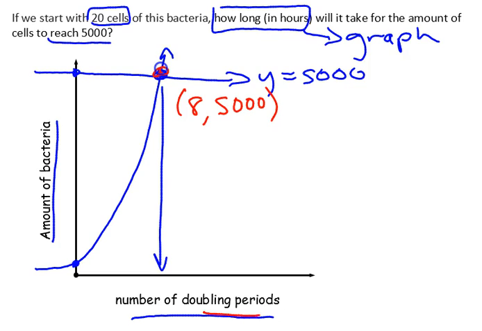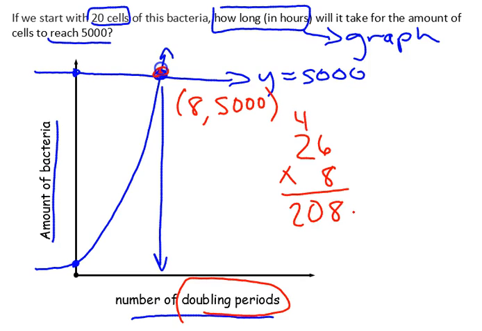So it's 8 doubling periods, and we know each doubling period is 26 minutes. If we have 8 of them, then we're going to need to do 26 times 8. So 208 minutes. At 208 minutes, we've gone from 20 cells of bacteria to 5,000 cells of bacteria. And that's how we find the time. Anytime you're looking for time, be sure you graph it first.